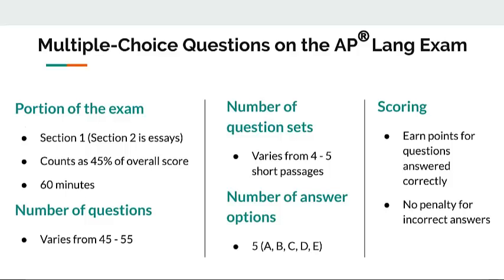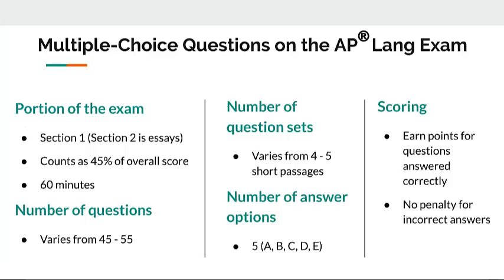The multiple choice portion of the exam counts as 45% of your overall score, which means that your essays constitute the remaining 55%. You are given 60 minutes, 1 hour, to complete the multiple choice section. The number of questions varies from year to year. It can range anywhere from 45 questions to 55 questions, and the number of questions correlates with the length of the passages that you're given.